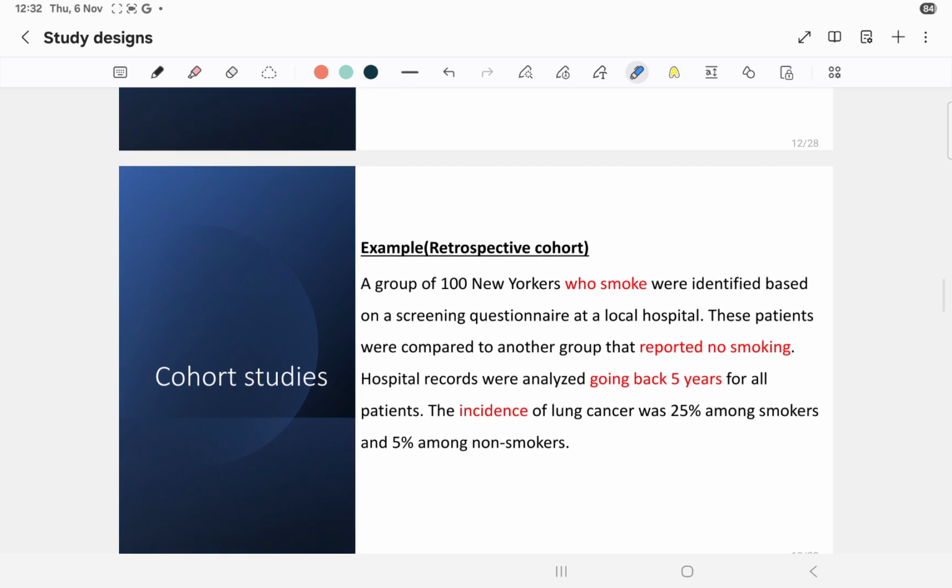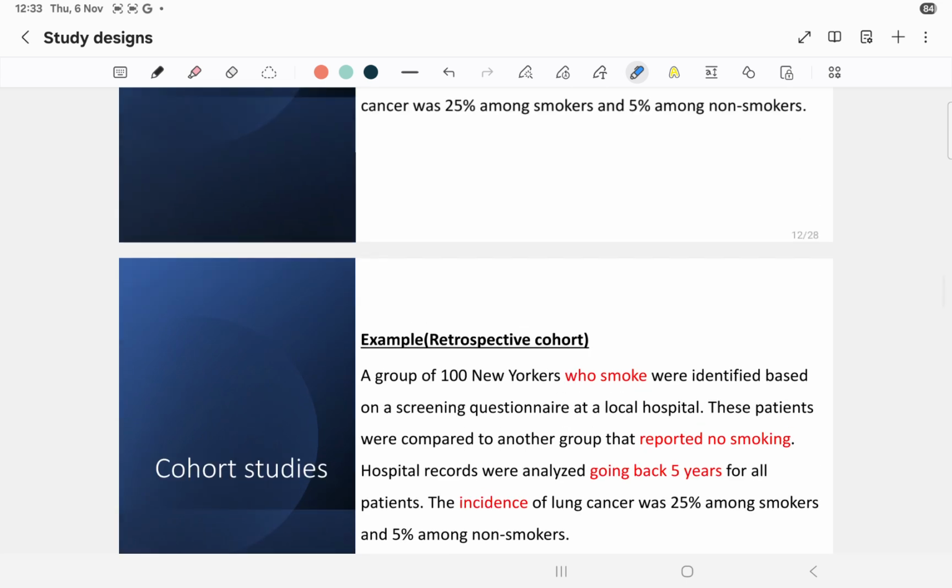In retrospective cohort studies, we take 100 New Yorkers who smoke and were identified based on a screening questionnaire at a local hospital. So these patients were compared to another group that reported no smoking, and then hospital records were analyzed going back 5 years. So here we are going back 5 years and we are taking non-exposed individuals and exposed individuals to a particular risk factor and going back in time to collect this data. So this is an example of a retrospective cohort study.